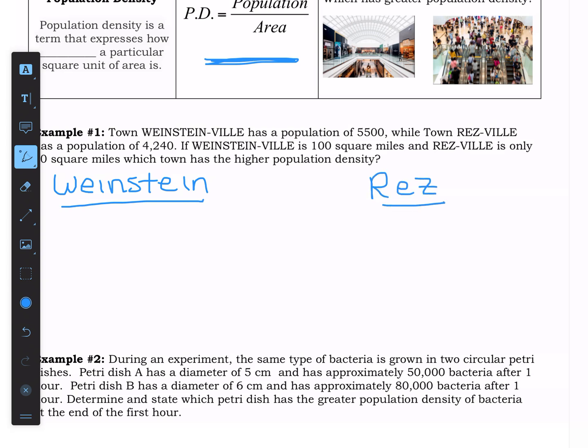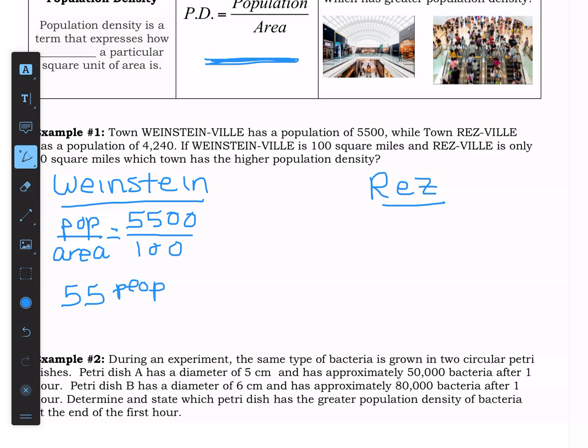Okay, so to get the population density, we are doing population over area. So the population of Weinsteinville is 5,500, and my area is 100 square miles. So 5,500 divided by 100 is 55. So that means there are 55 people per square mile.